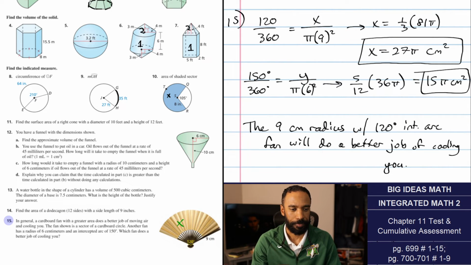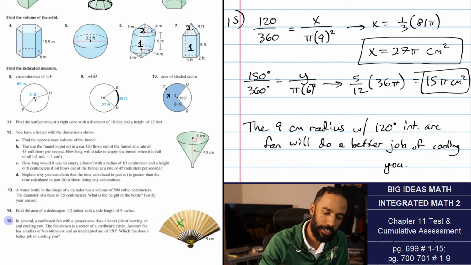All right. Guys, that's it for the Chapter 11 test. We're going to move into the cumulative assessment portion, which has 9 more questions that can range anywhere within any of the previous 11 chapters. I have no idea which. Based on the Chapter 10 one, they're probably still going to overload some of the Chapter 11 stuff.